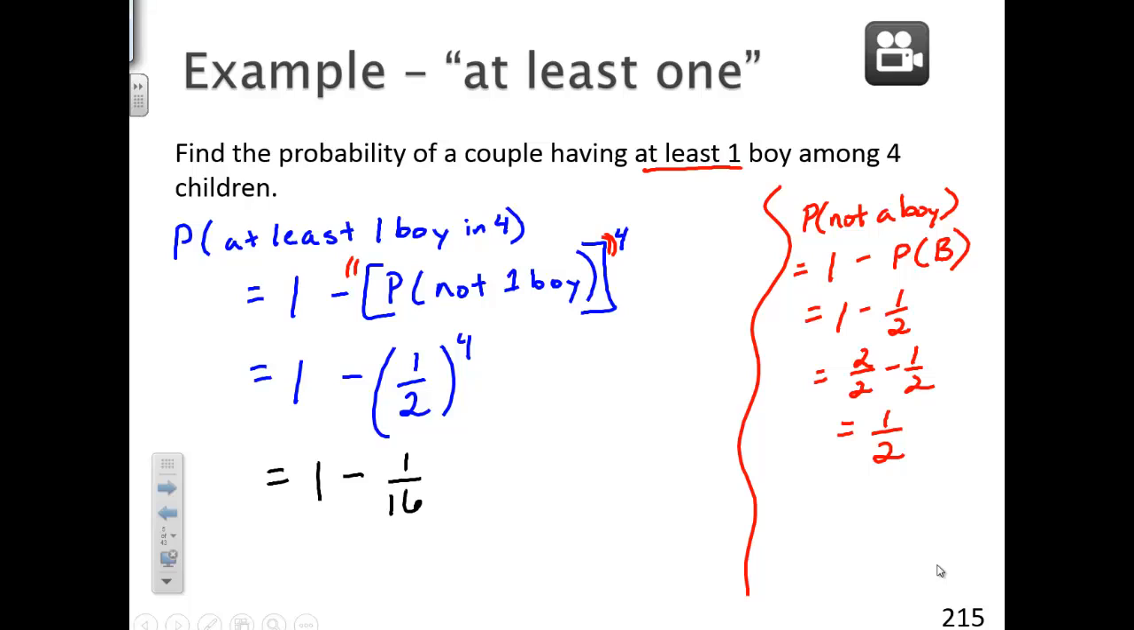That's 1 over 16, and you can use your calculator to figure that out. You could put all this in your calculator at one time. Just make sure you put parentheses around the 1/2 before you raise it to the 4th. That's 16 over 16 minus 1/16, and that's 15 over 16. If we want to change that to a decimal, that would be 0.938.